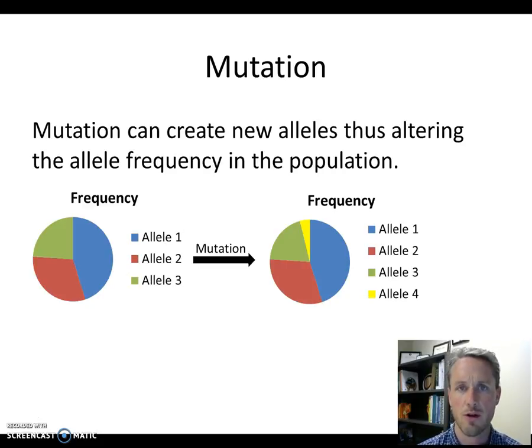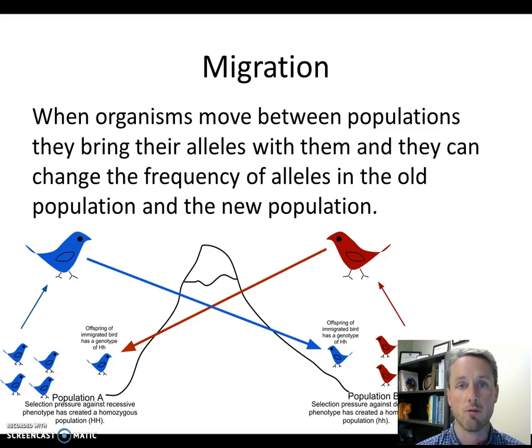So mutation's pretty straightforward. What about migration? So migration is when organisms move between populations. And when an organism moves between the populations, they bring their alleles with them. And bringing those alleles can change the frequency of the allele distribution in the population they move to, and potentially in the population they moved from.